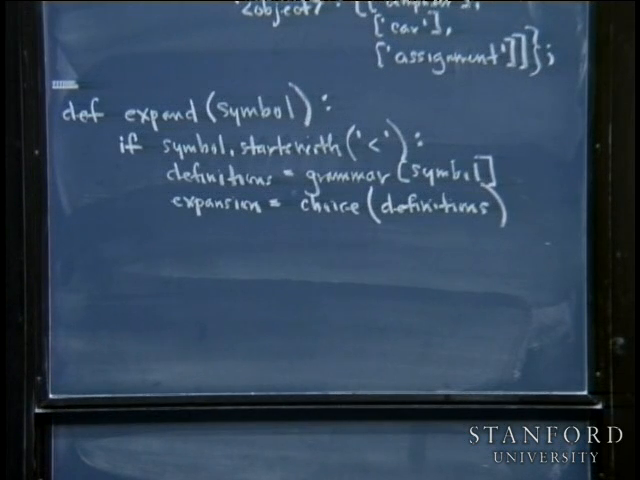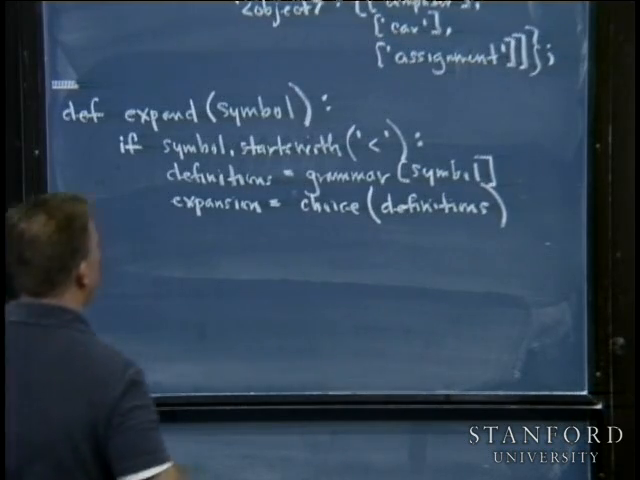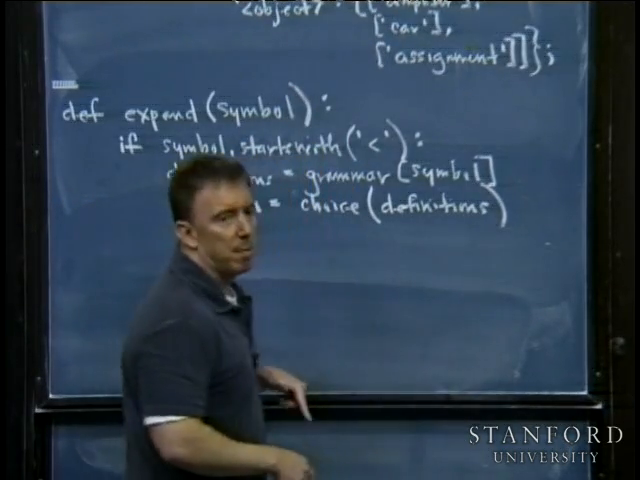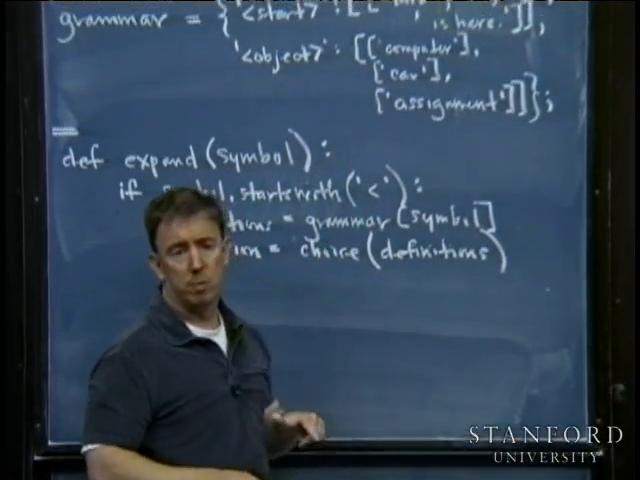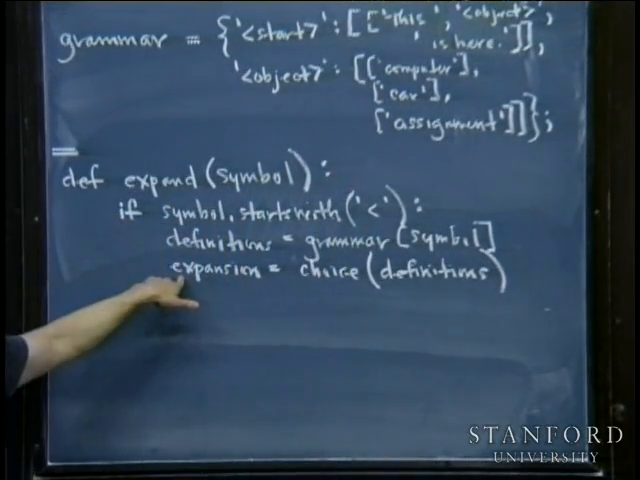Choice is basically the get random function in Python. It's a built-in. If it's given an integer, it gives you a number between 0 and that integer exclusive, with equal distribution. If it gives you a list, it selects any one of the elements from the list with equal probability. That's kind of what I want. I want it to choose this, this, or this with probability 1/3. I want it to choose that with probability 1. That's exactly what this line's going to do right here.